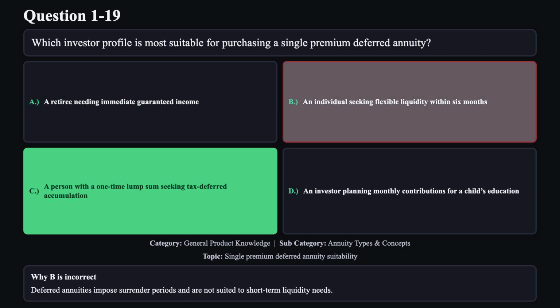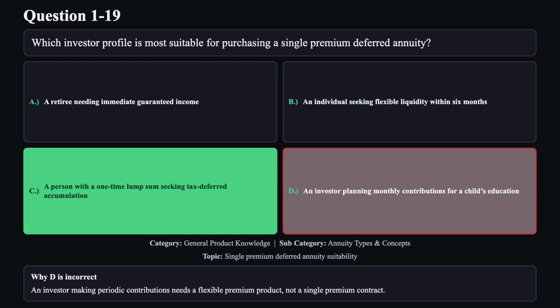Reason B is not correct. Deferred annuities impose surrender periods and are not suited to short-term liquidity needs. Reason D is not correct. An investor making periodic contributions needs a flexible premium product, not a single premium contract.